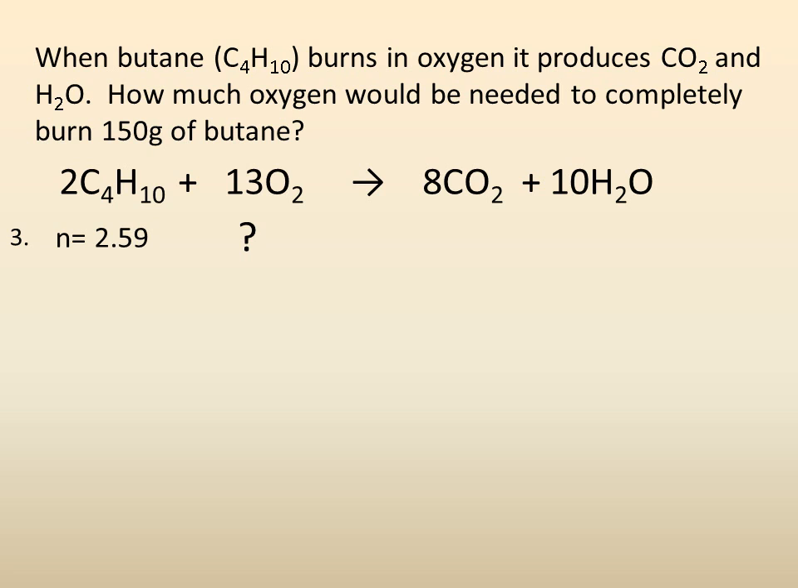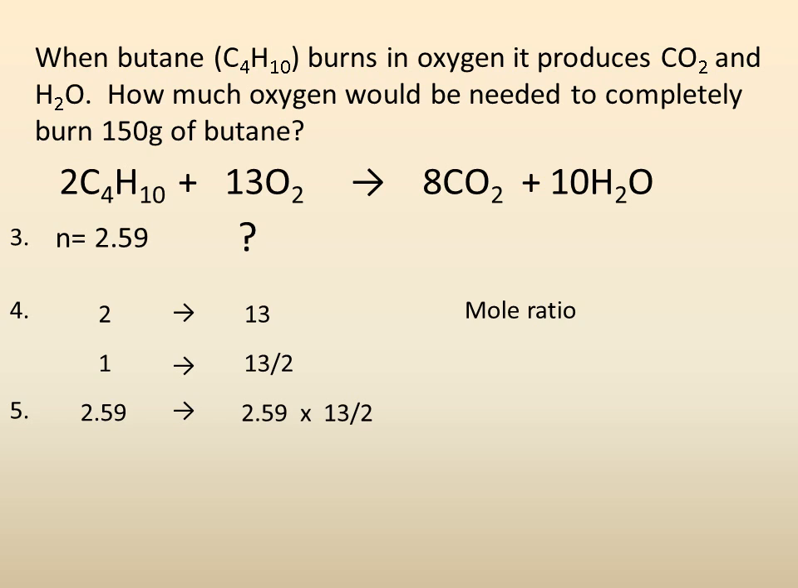So 2.59 moles of butane, how many moles of oxygen will that need? So to do that, we need our mole ratio. So 2 moles of butane requires 13 moles of oxygen. So therefore 1 mole is going to require 13 divided by 2. But we know that we've got 2.59 moles, so 2.59 moles will give us 2.59 multiplied by our mole ratio of 13 divided by 2. So now we know how many moles of oxygen we're actually going to need. It comes to about 16.8.